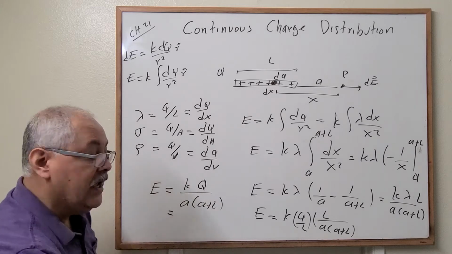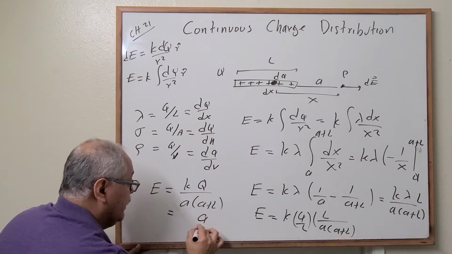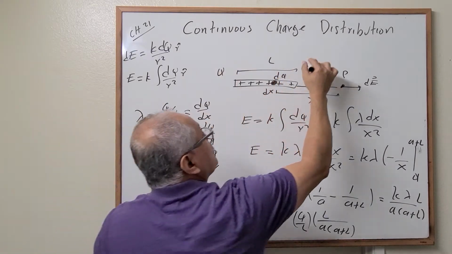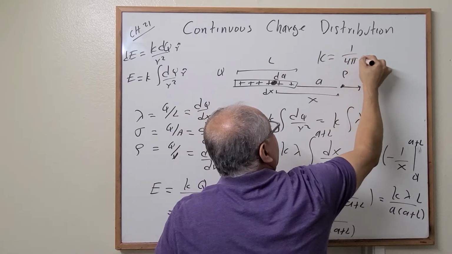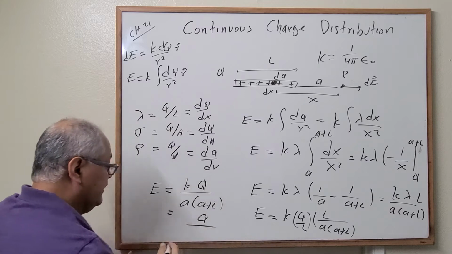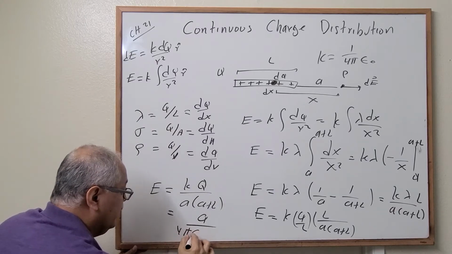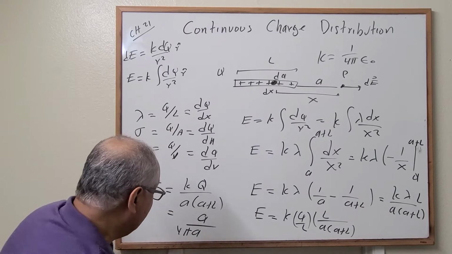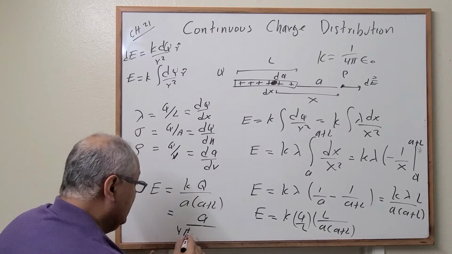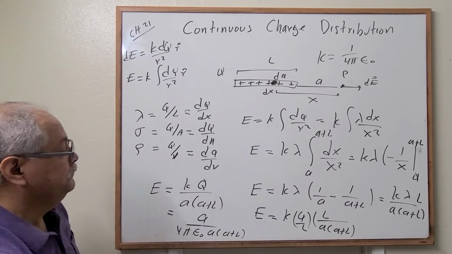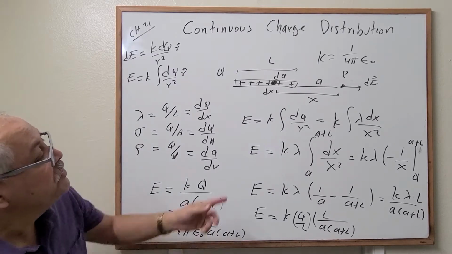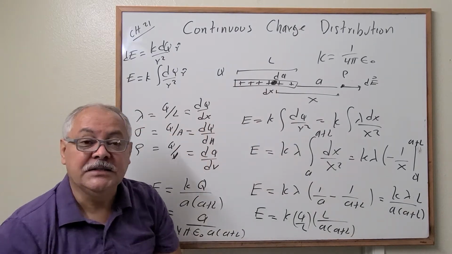Also, we can use the conversion of k. Remember, k is also represented as 1 over 4 pi epsilon naught. So it's going to be 1 over 4 pi epsilon naught times a plus l, for this particular distribution. Now let's go to another one.